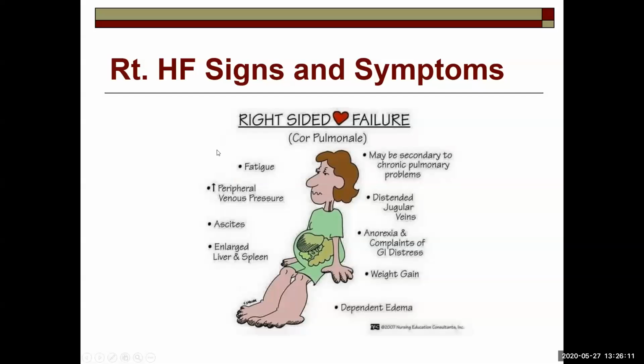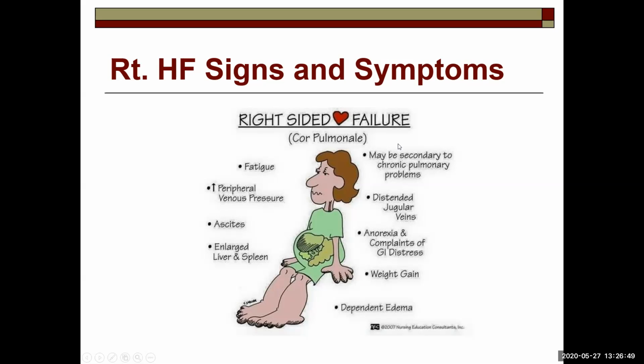So here's a picture for the right side heart failure, and it's referred to as cor pulmonale sometimes. In this case, you have ascites, you have fatigue, increased peripheral venous blood pressure. So all that's going to be down here in the leg and in the liver. Ascites, fluid leakage from all over, enlarged liver and spleen, maybe secondary to a chronic pulmonary problem.